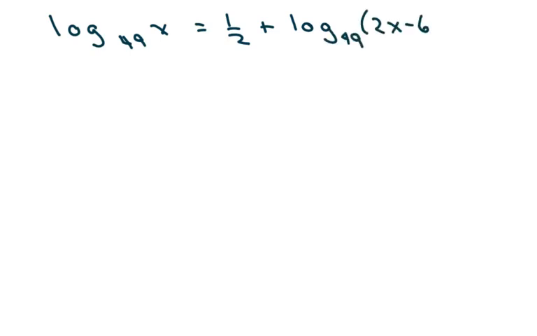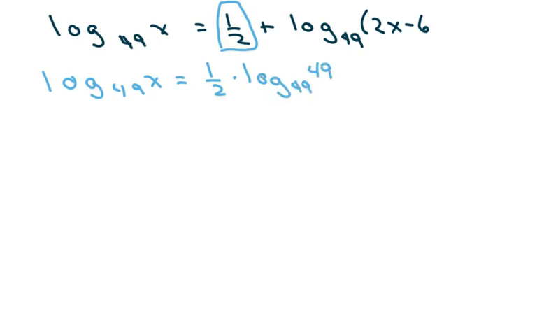Okay, so let's rewrite the first one. We have log base 49 of x equals 1/2 plus log base 49 of 2x minus 6. Now what we notice here is we have this 1/2 here. So what I'm going to do is multiply this by 1. And to multiply this by 1, I'm going to multiply it by log base 49 of 49. This equals 1.